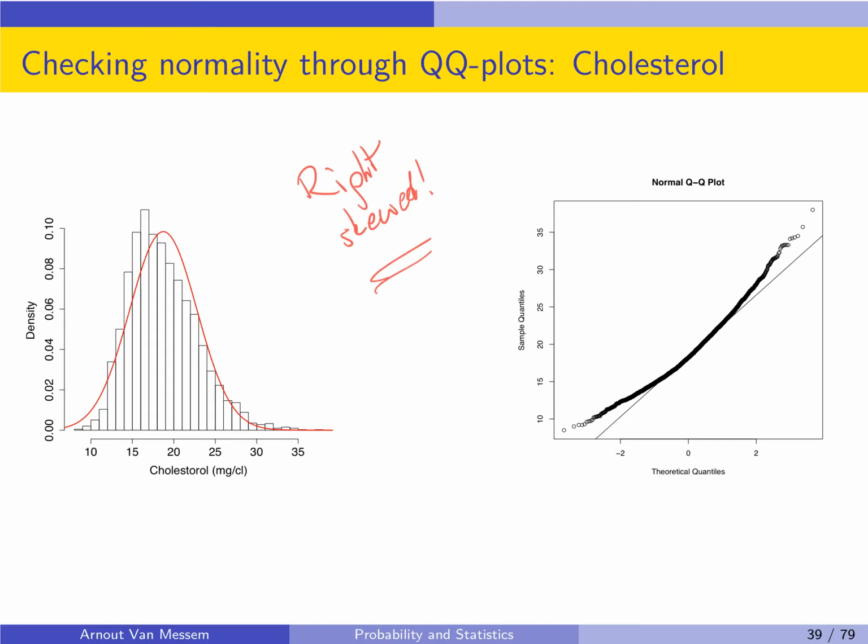The red line on top gives the density function for a normal distribution. What we see in this is that on the left side, the tail of the normal distribution is heavier than the tail of my histogram. So on the left side, we have a short tail. And on the right side, we see that the tail of the histogram is heavier than the tail of the normal distribution. So we have a heavy right tail and a short left tail. So it is a right-skewed distribution.